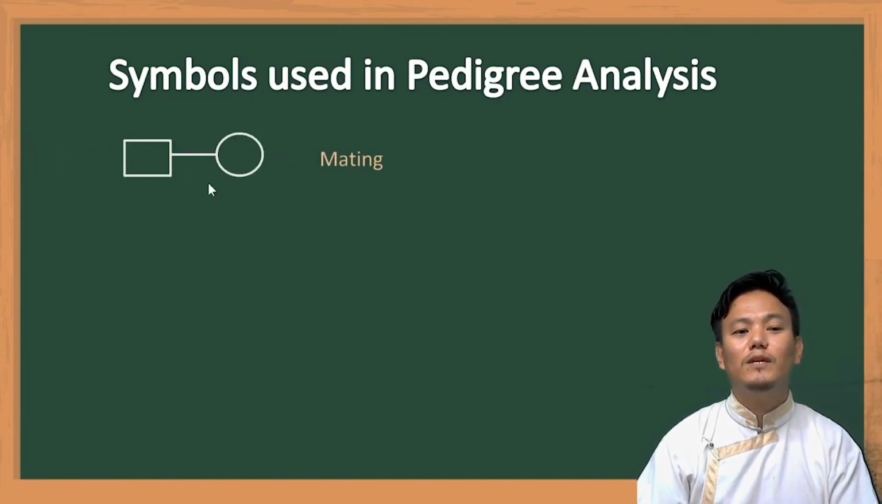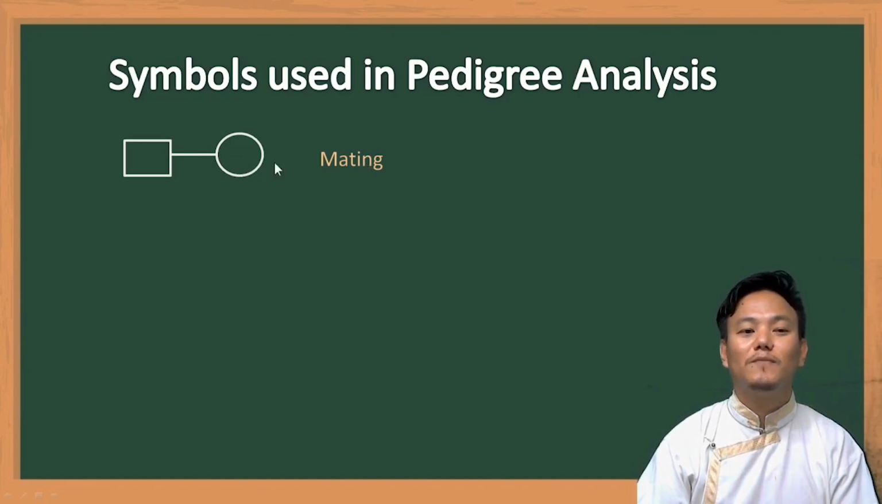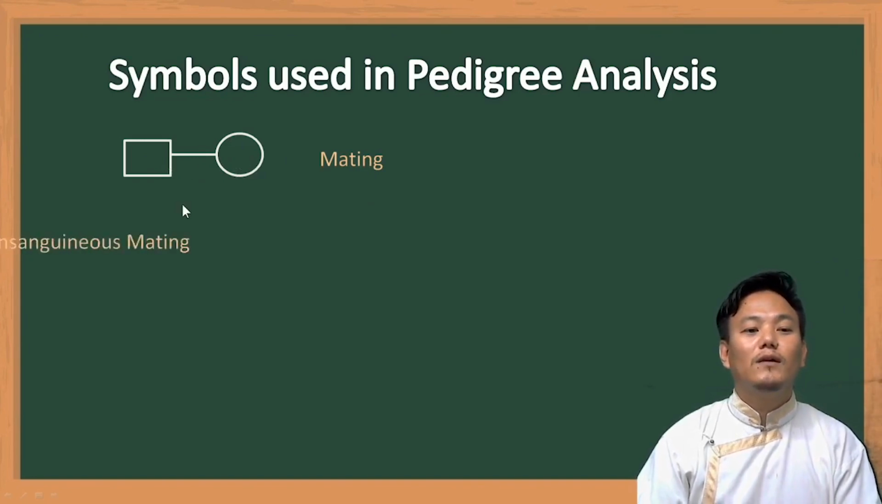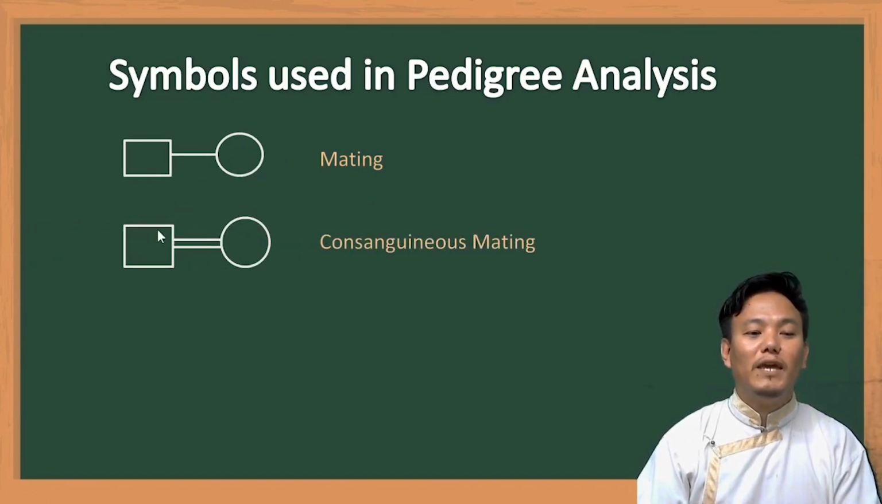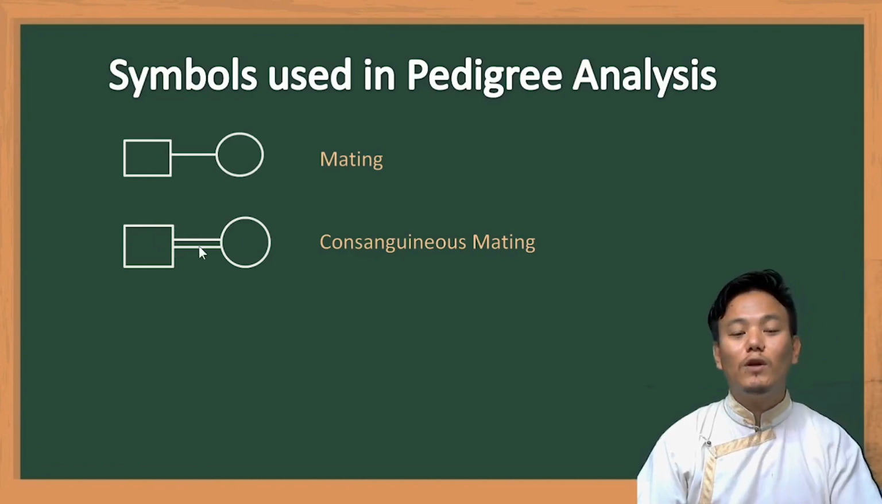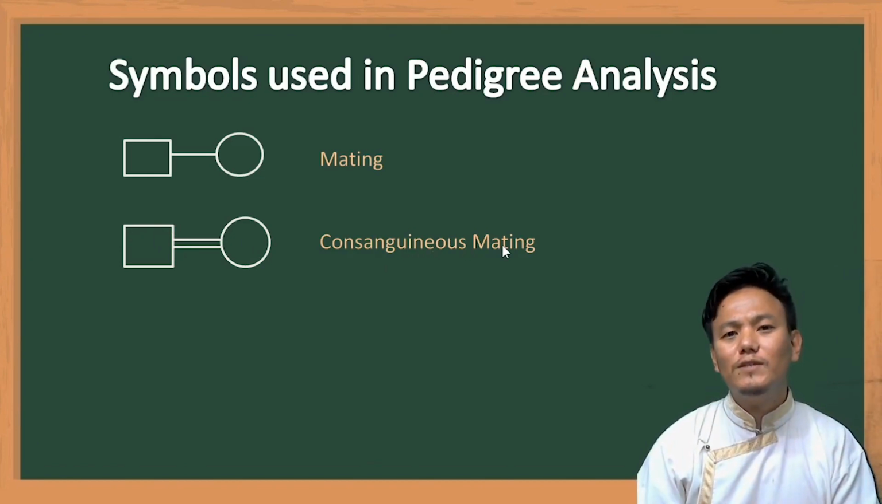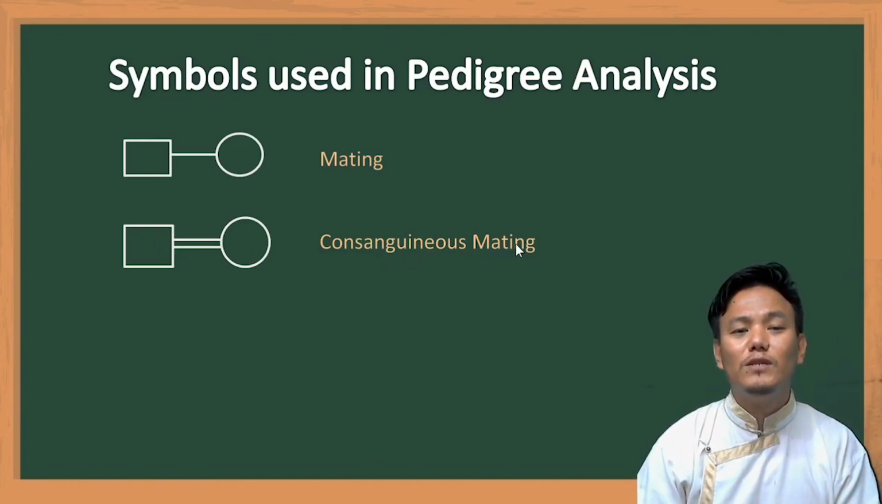The first one is two individuals joined together by a straight horizontal line. That represents mating. So these two are biological mates, a husband and wife. Then over here, there is a male and a female joined together by two horizontal lines, and this symbol represents consanguineous mating. Consanguineous mating means mating between relatives, close relatives, and it is represented with two horizontal lines.